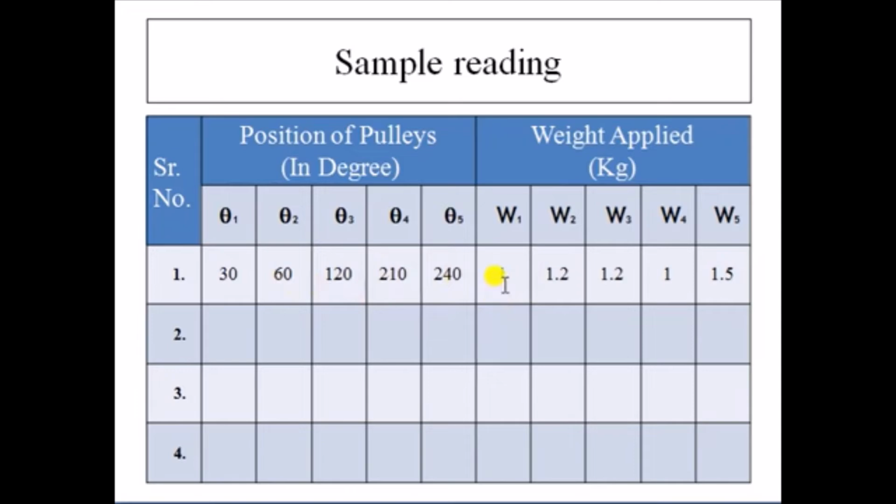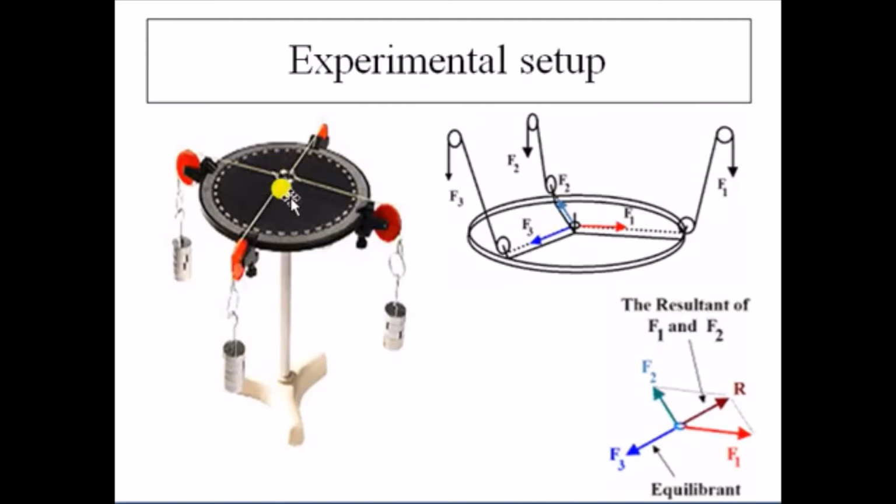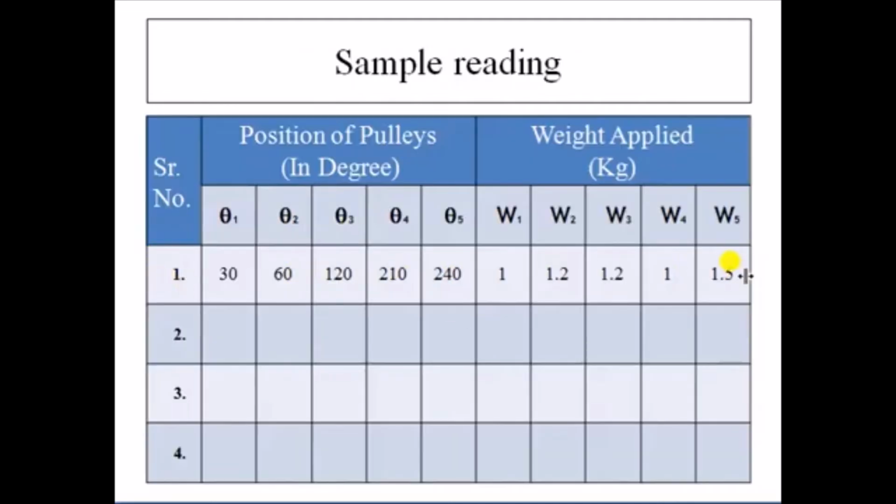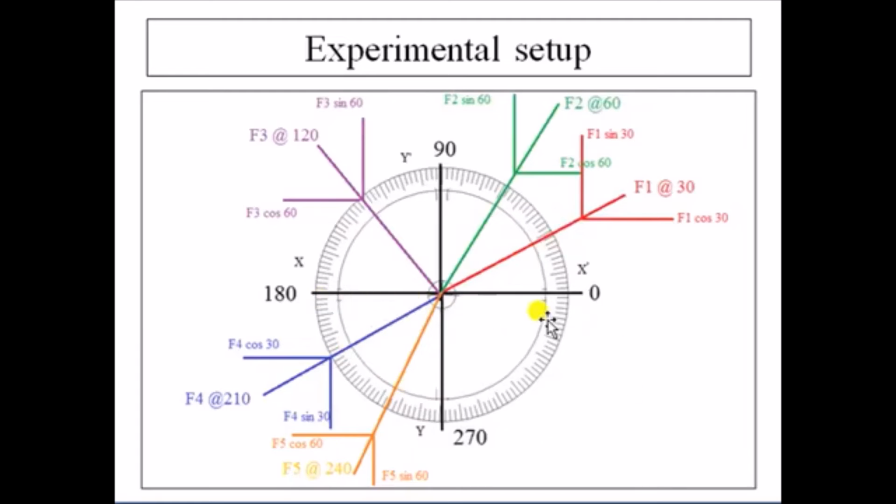Later, we will add weights of different values and try to balance the ring at the center. We will try to make sure that with different permutations and combinations of weights, the pulleys are arranged in such a manner that the ring at the center is in equilibrium condition and is exactly at the center of the board. So this is the first set of readings we have achieved. The diagrammatical representation of that will be something like this.